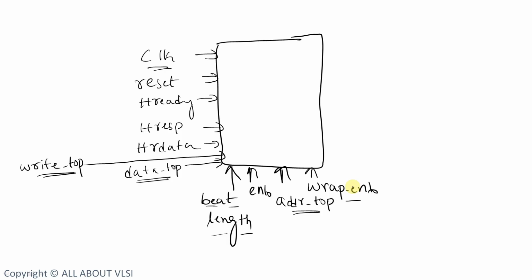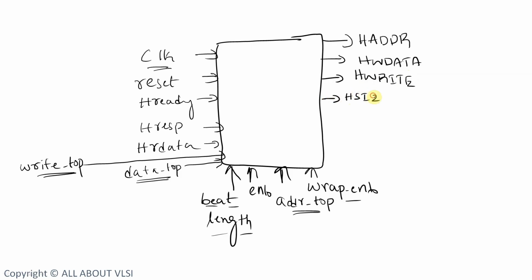And coming to the outputs of our master, one is H address, followed by HW data, and we are going to have H write, H size, H trans, and we are going to have H burst.